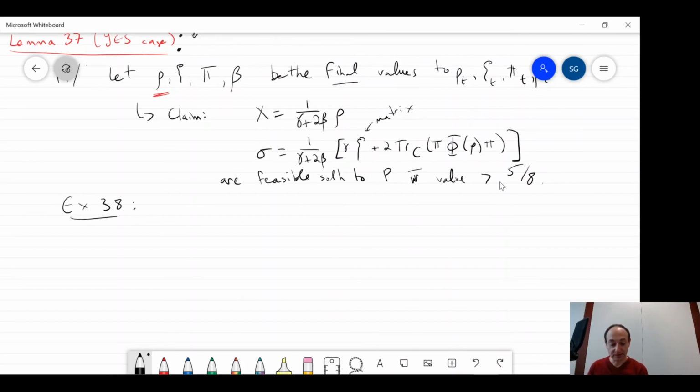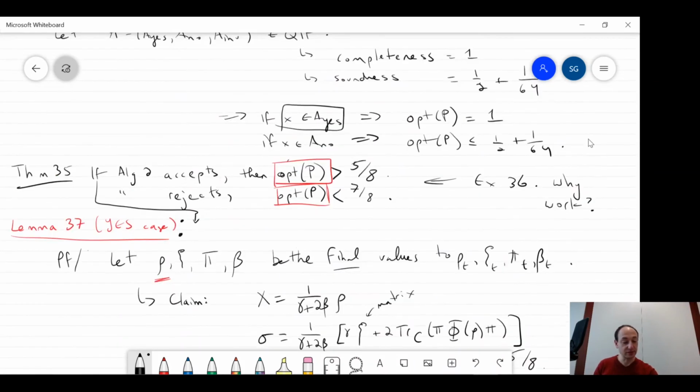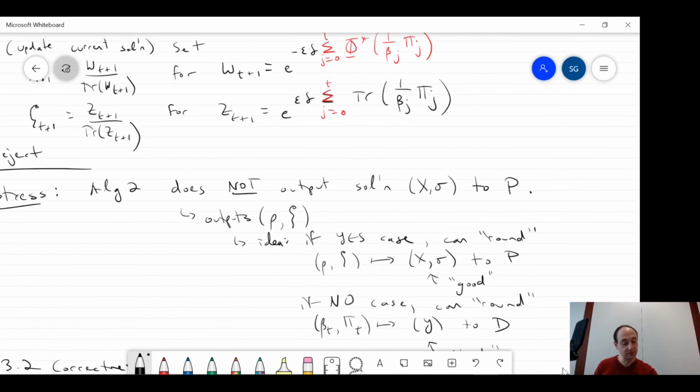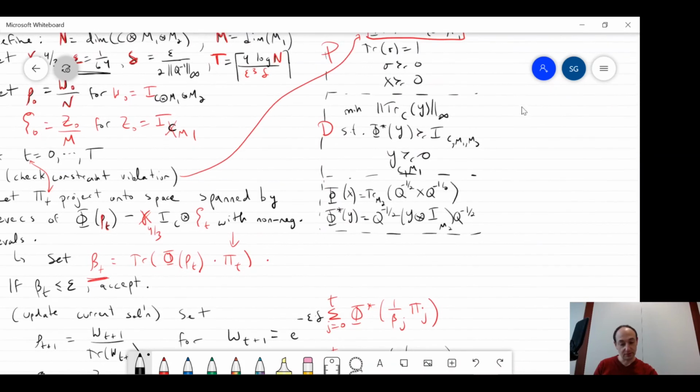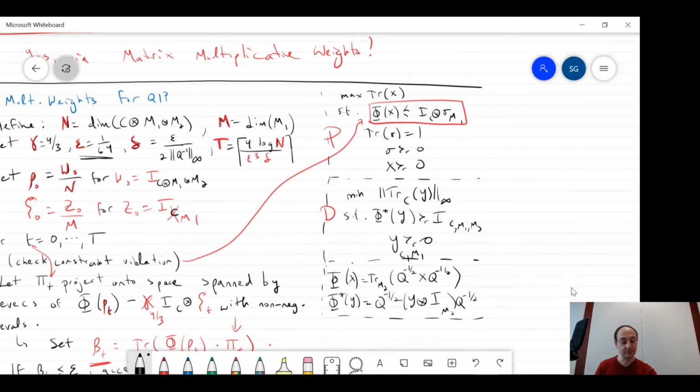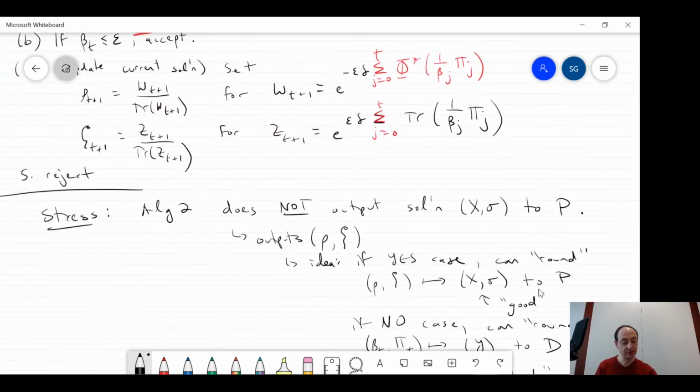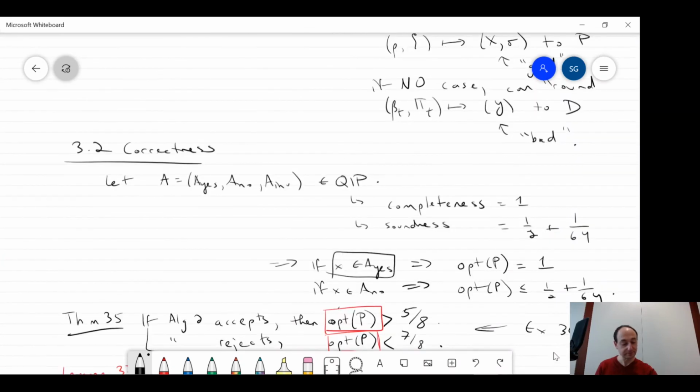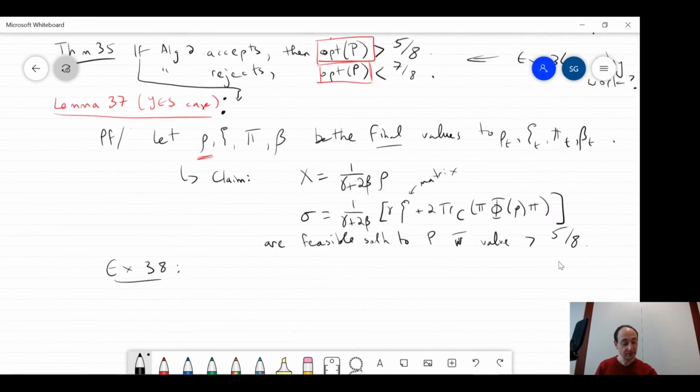says that, let's go back to the objective function. The objective function was just trace of x, under our renaming of the variables. So remember, my claim is that the trace of x should be at least 5/8. So show that the trace of x is strictly larger than 5/8.